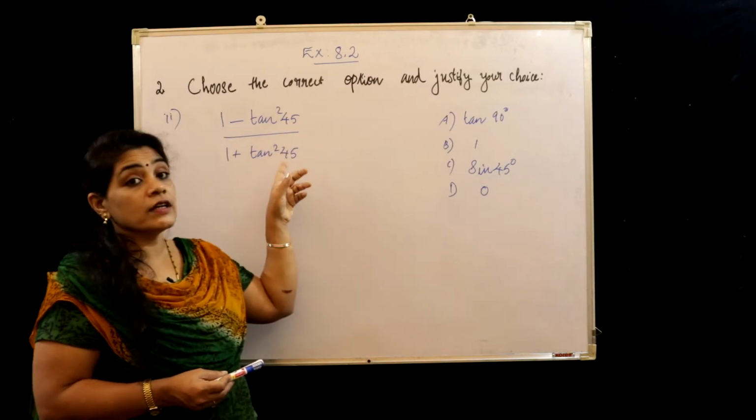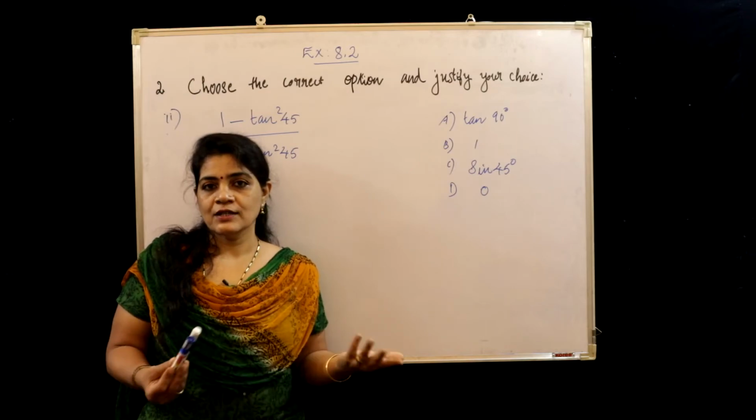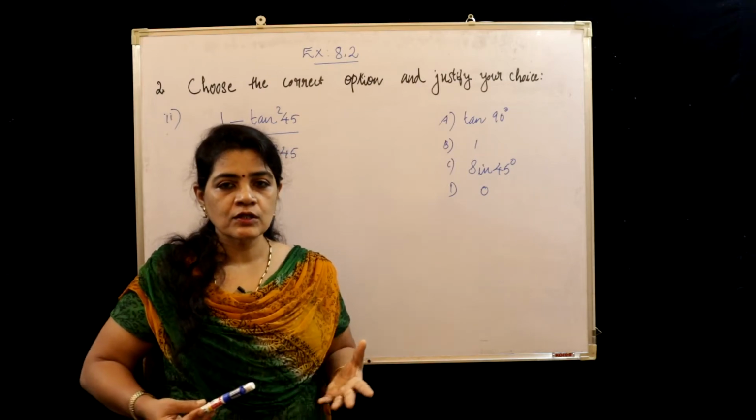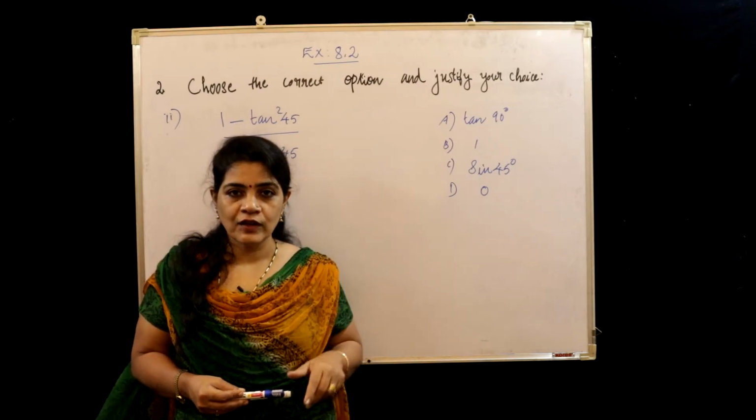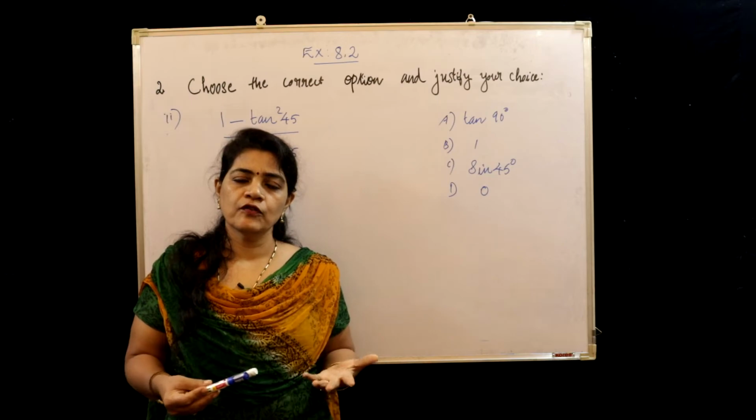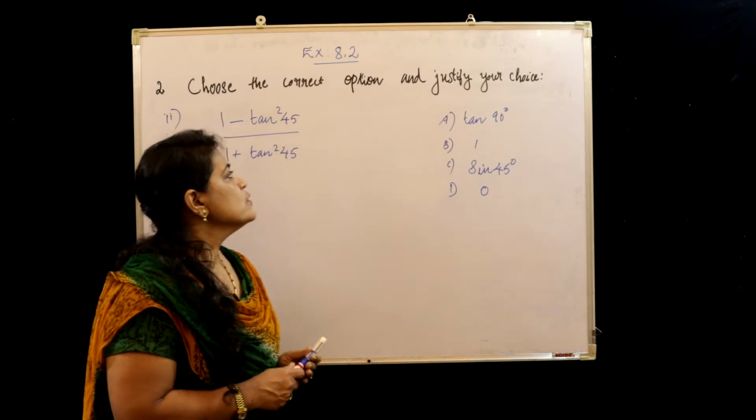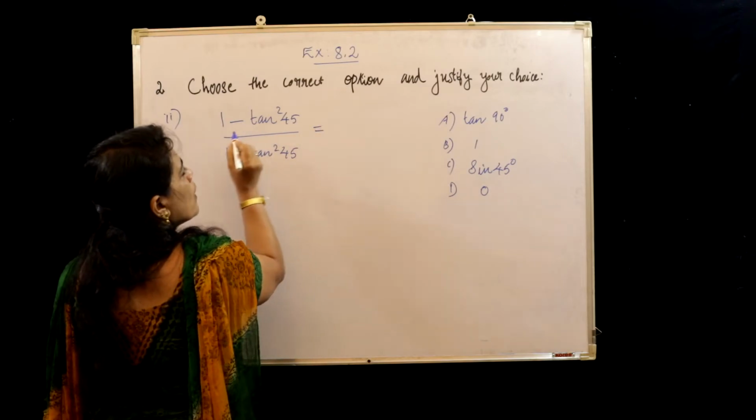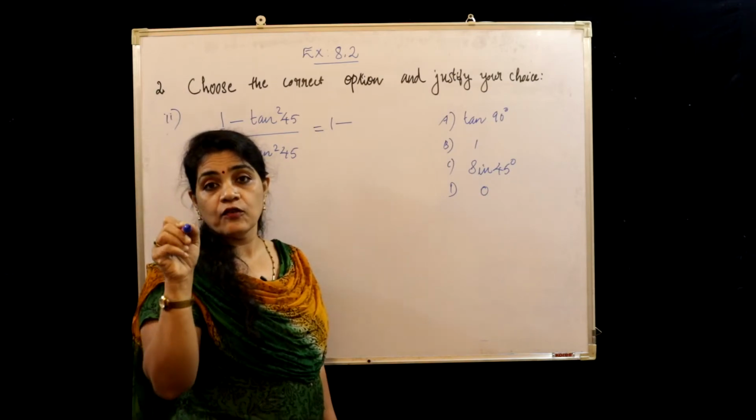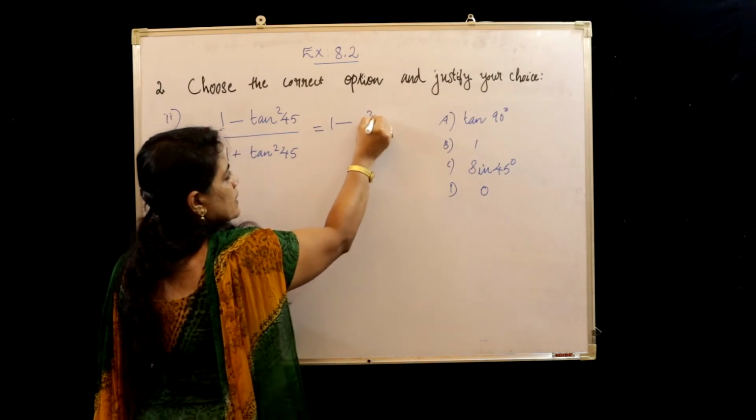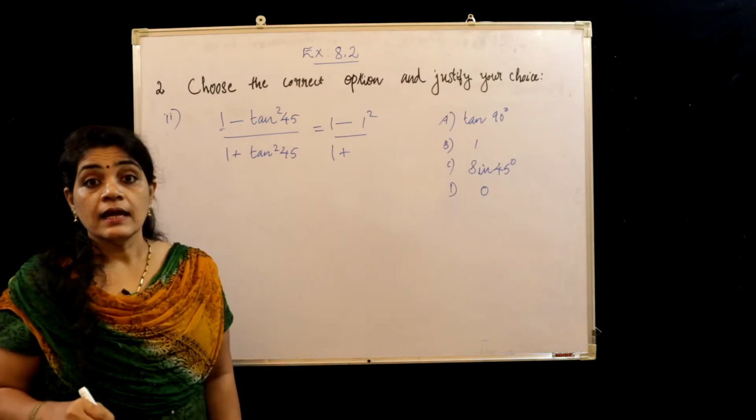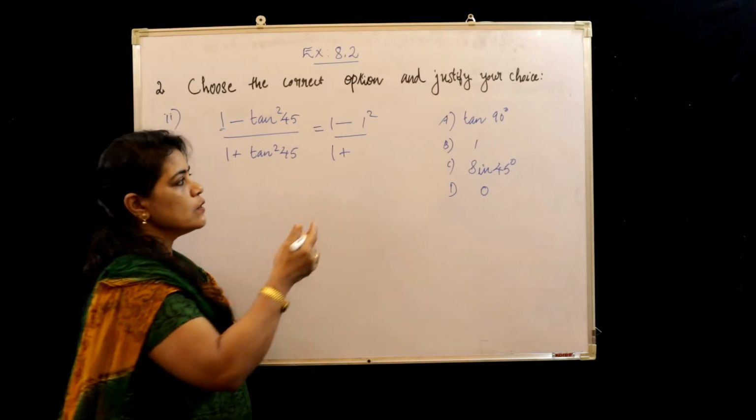So here the trigonometric function is tan square 45. Tan square 45 means tan 45 whole square. What is the value of tan 45, children? I think now it is almost clear to you. Tan 45 is sin 45 divided by cos 45. In that manner you can write down the value, tan 45 and cot 45 both are equal to 1. So we can substitute: 1 in the first term, and tan square 45 is tan 45 whole square, that is 1 square, since tan 45 equals 1, divided by 1 plus tan square 45, that means 1 square again.